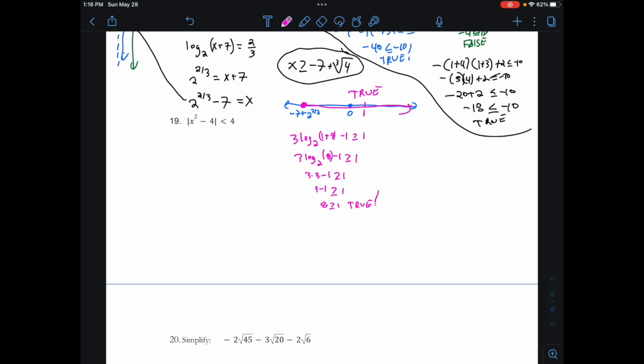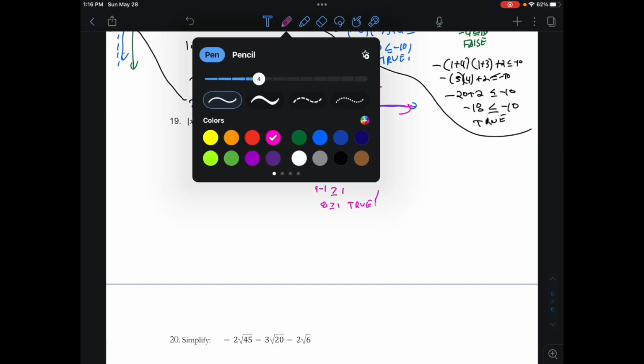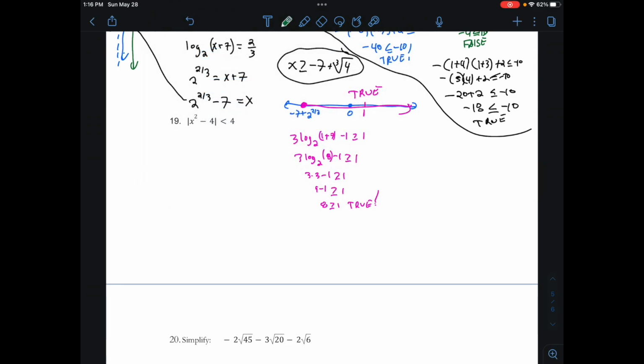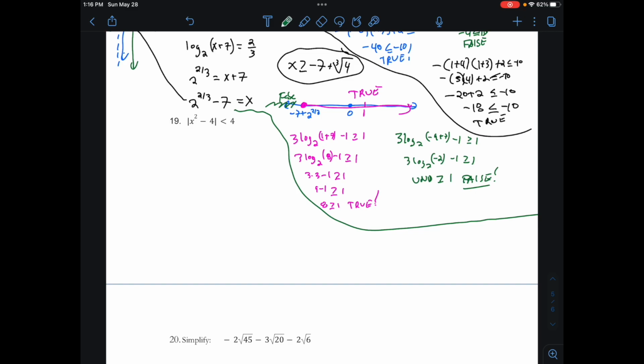Should I test something to the left? Probably. So what's less than negative 7 plus 2 to the 2/3? An easy one that's going to work out pretty nicely would be negative 9. 3 log base 2 of negative 9 plus 7 minus 1 greater than or equal to 1. 3 log base 2 of negative 2 minus 1. Oh, wait, no, it's undefined. My bad. So undefined greater than or equal to 1. Well, that's not true. It's undefined, so this is all false. This we wouldn't want. So we'd be good, done, and happy.